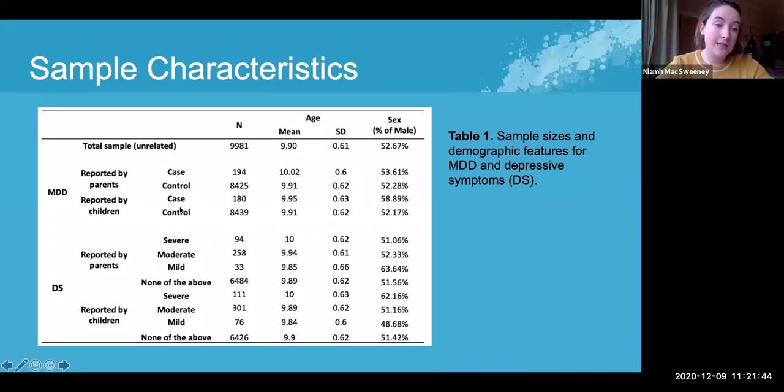So here you can see the major depressive disorder cases and then the depressive symptoms. And you can see that for 9 and 10-year-olds and 11-year-olds, there are a relatively significant number of cases reported within the sample. And maybe that's something that we could have a chat about afterwards. But one thing that we noticed while doing this analysis was that there was a higher diagnosis rate within the sample compared to European samples. And maybe that's something to do with the US population, but it's just something to keep in mind regardless.